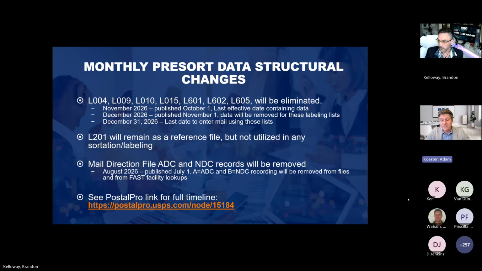So if you use FAST to look up facilities, you should be seeing those changes coming out a little later in the summer. I've also posted the link. The post office just changed this around earlier this week. I believe yesterday they published an update to it, and that link is on the slide here as well. So keep a lookout there. It's not impossible that some of these things could be moved around a little bit more in the future. If lists are added or removed, that would cause them to update that timeline as well.